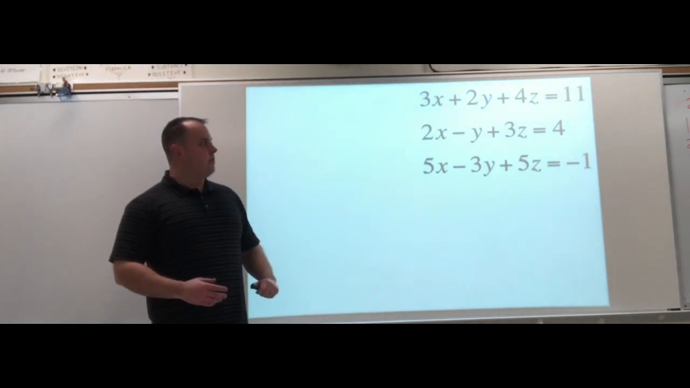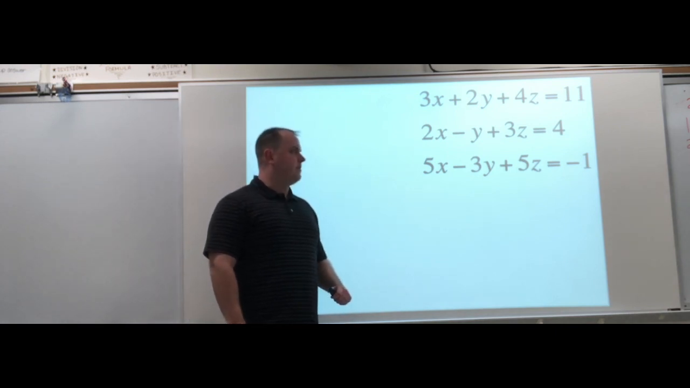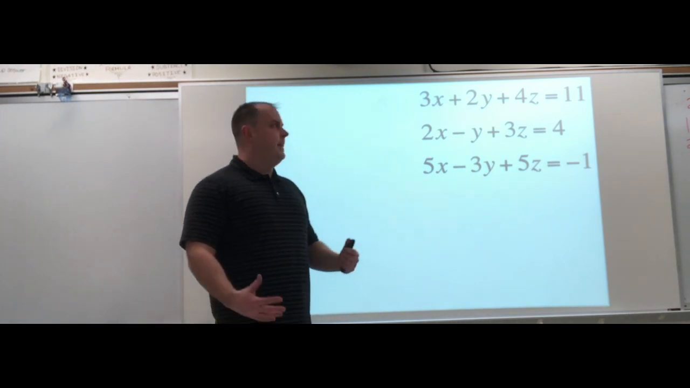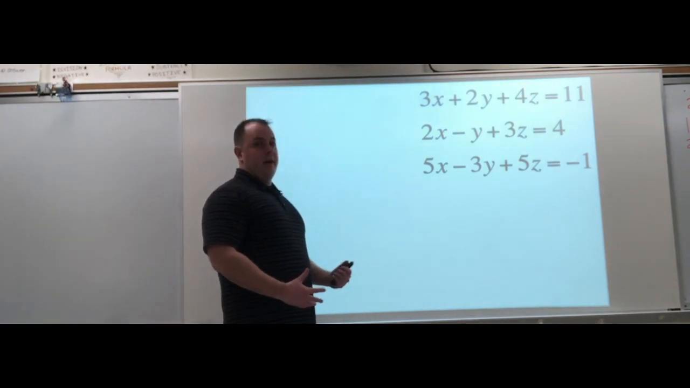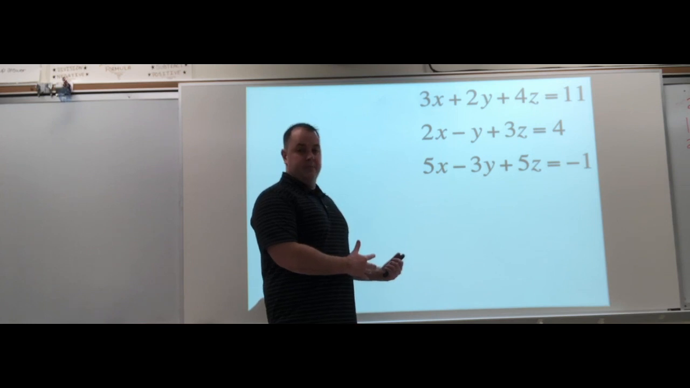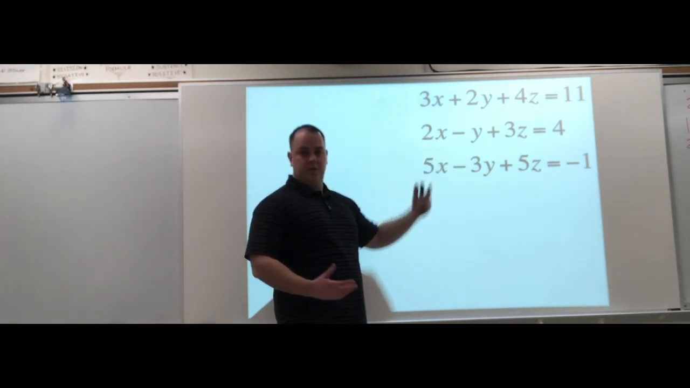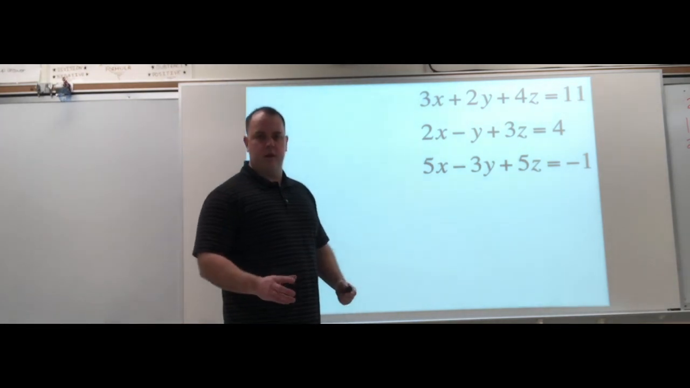3x plus 2y plus 4z equals 11. 2x minus y plus 3z equals 4. 5x minus 3y plus 5z equals -1. You can see that none of the equations have a variable by themselves. Every one has 3 variables. They're all lined up nicely, so linear combination will work out to move anything around.